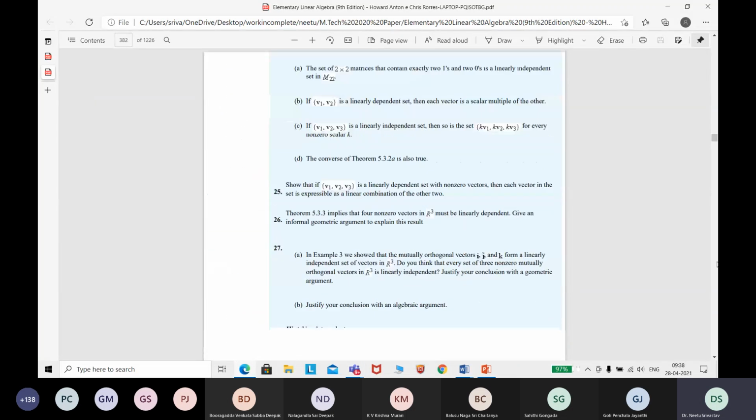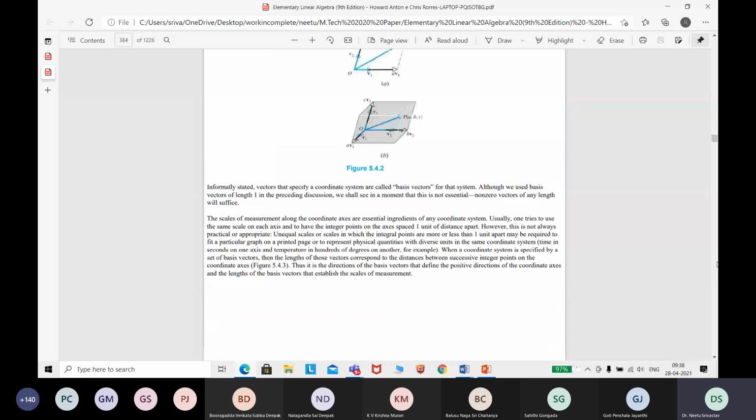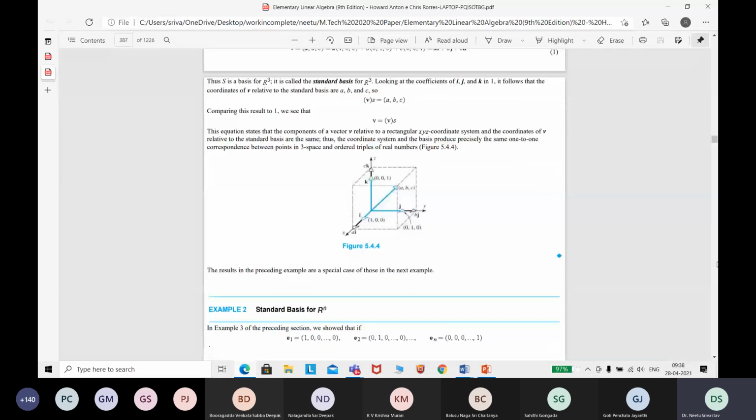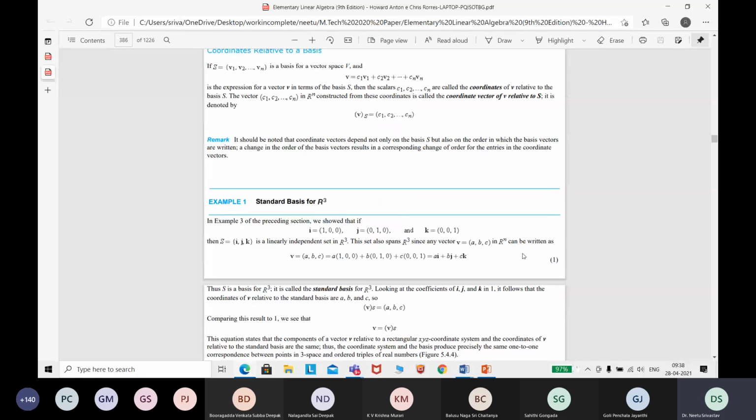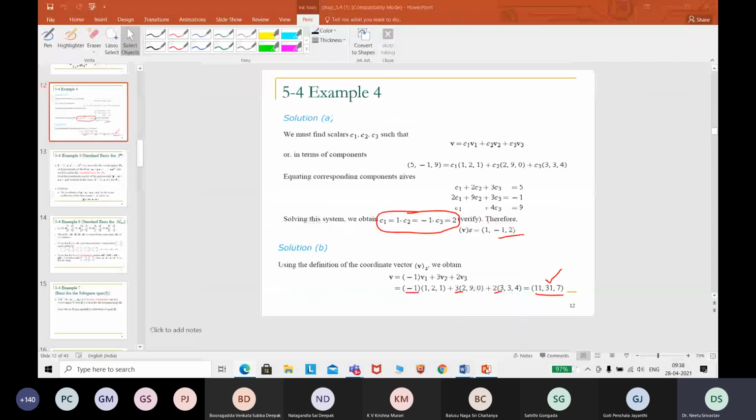So this is about the dependent and independent conditions for linearly dependent and independent functions, and we were doing it with the basis. This is section 5.4, and already we have done these.